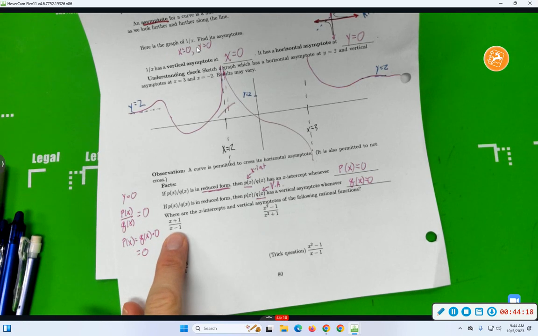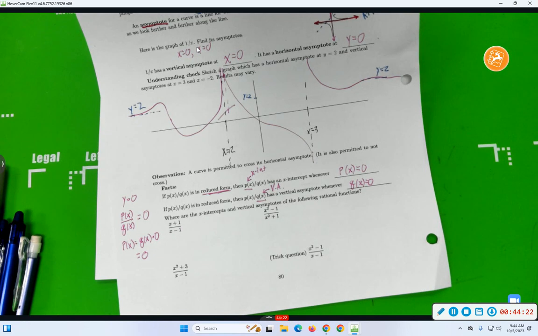And let's pause for a moment and use these facts. So what if I asked you to find the x-intercepts and the vertical asymptotes of this rational function? Could you? Yeah, I think pretty easily, right? Where are the x-intercepts?